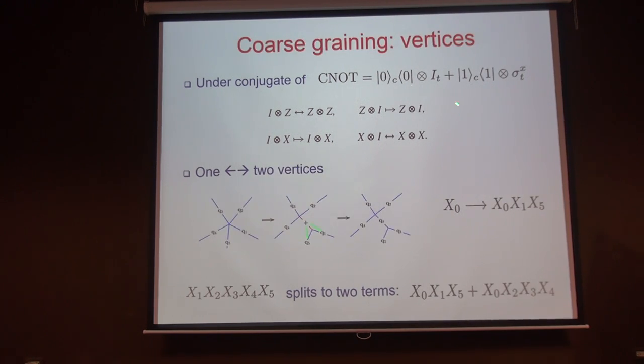Okay, and according to these rules, you can verify that because the x is an eigenstate of sigma x, under the conjugation of control NOT, it would generate additional x1 and x5. That justifies the product of the star operator. This star operator can actually be split into x0, x1, x5, plus these vertex operators, x0, x2, x3, x4. Okay. So basically, I just justified the graphical rule.